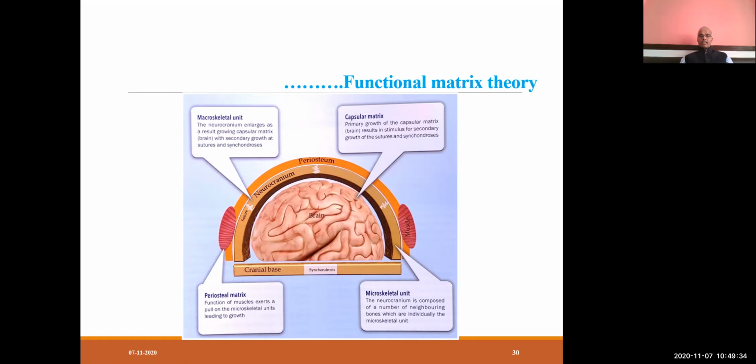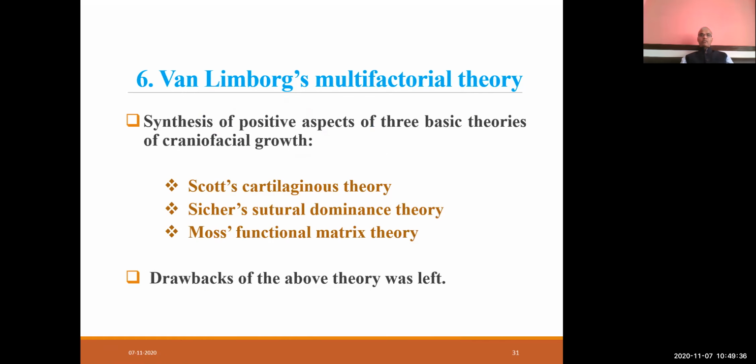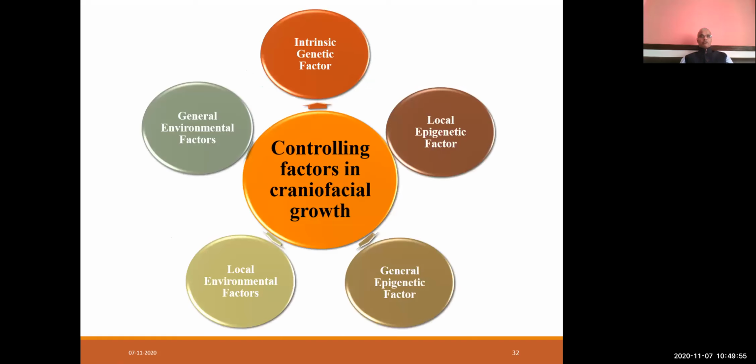Whereas for microskeletal units, the neurocranium is composed of a number of neighboring bones, each of which is individually a microskeletal unit. Van Limborgh's multifactorial theory is a synthesis of the positive aspects of the three basic theories: Scott's convergence theory, Sicher's sutural dominance theory, and Moss's functional matrix theory. The positive things were taken and the drawbacks of the above theories were left out.